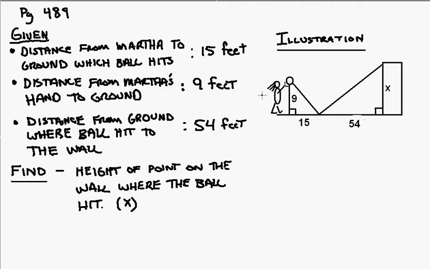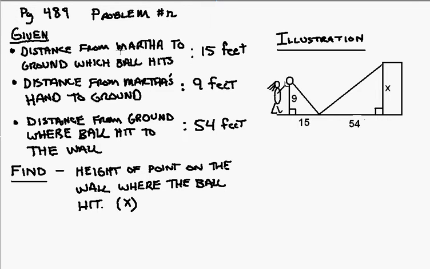Alright, we're looking at page 489, problem number 12. Let me read this to you. Spike it. Marta hits a volleyball so that it strikes the ground 15 feet away from her. If her hand was 9 feet off the ground when she hit the ball and the wall is 54 feet from where the ball hit the ground, use similar triangles to find out how high up on the wall the ball was hit. Explain why the triangles you worked with are similar.